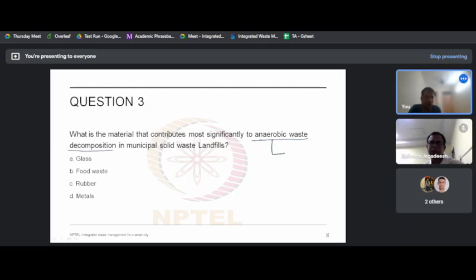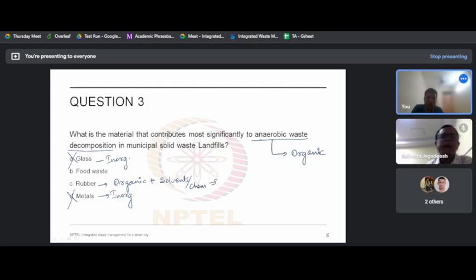So we are talking about anaerobic waste decomposition. So the first requirement for this should be that the waste should be organic. Anything inorganic cannot be easily degraded by microbes. So glass is inorganic, so we can remove this. Then we have metals, so that is also inorganic, so we can remove metals also. Then we have rubber. So rubber is originally organic, but it is mixed with certain solvents, or you can say chemicals. So it kind of becomes inorganic. So it is not easily degradable. So we can remove rubber also.